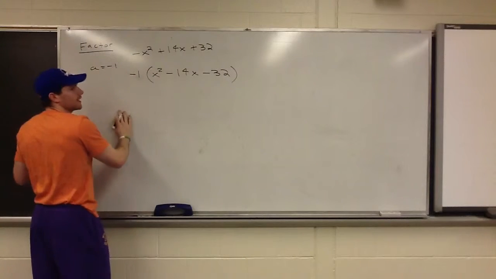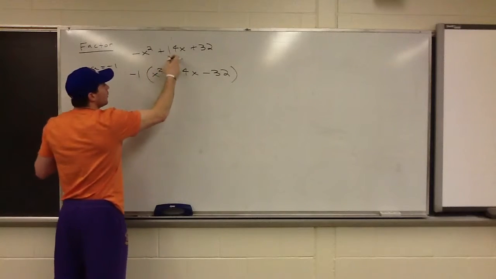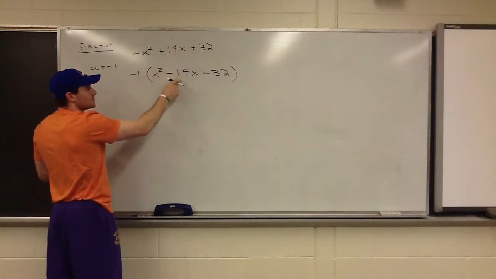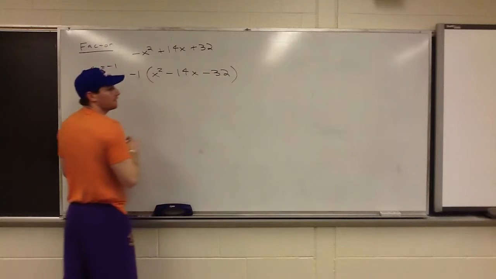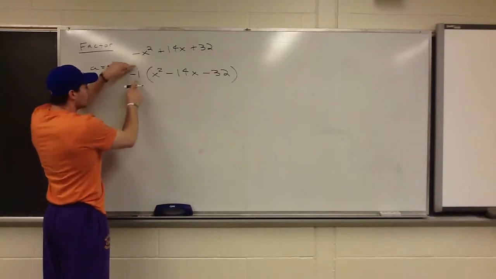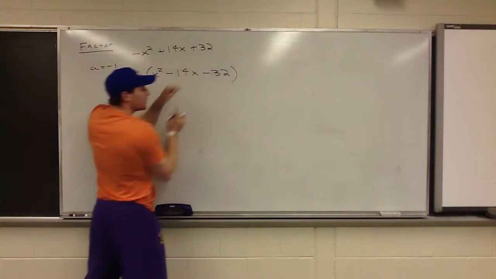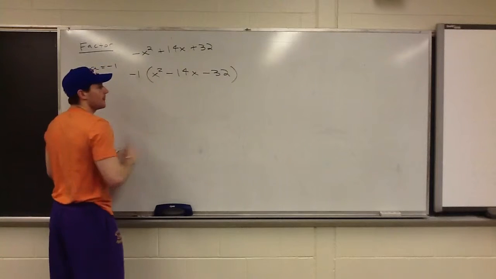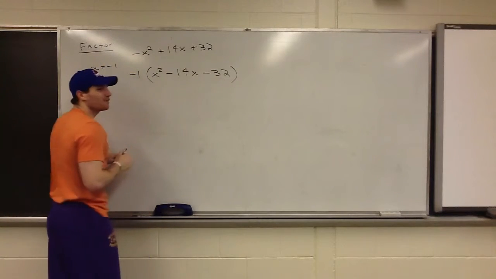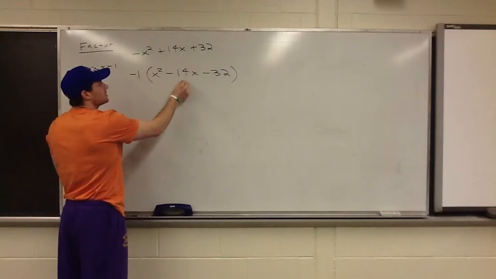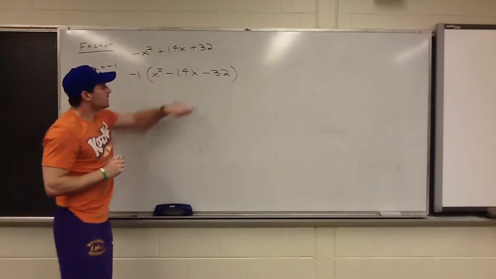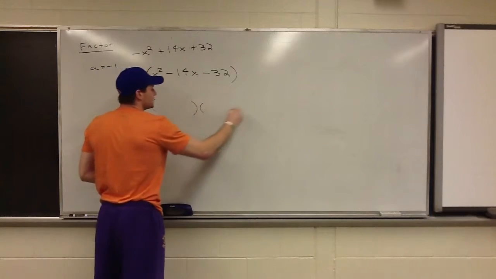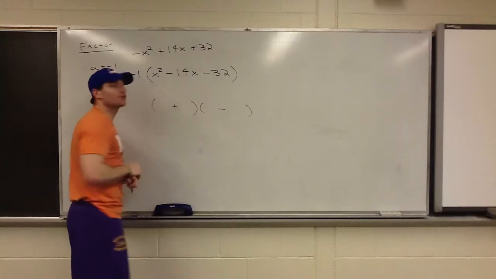When we factor out that negative 1, we essentially just change all of the signs of our terms. So negative x squared becomes x squared, 14x becomes negative 14x, and 32 becomes negative 32. From there, we don't worry about this guy, and we attack right over here. And once again, we ask ourselves, what are those two numbers that have a product of negative 32 and a sum of negative 14? Now, since this is a minus, we understand that our signs are going to alternate.